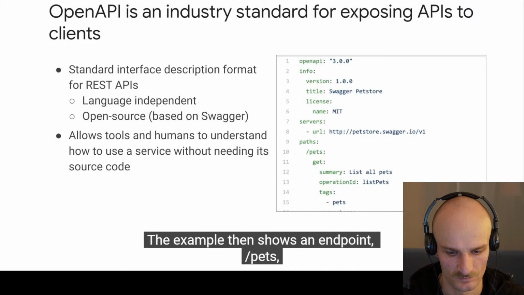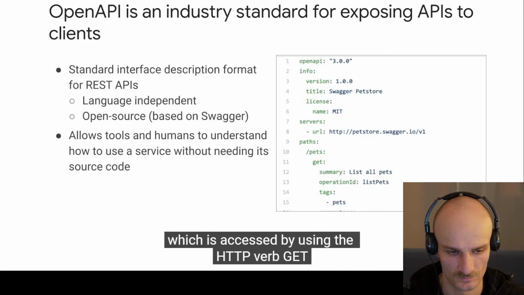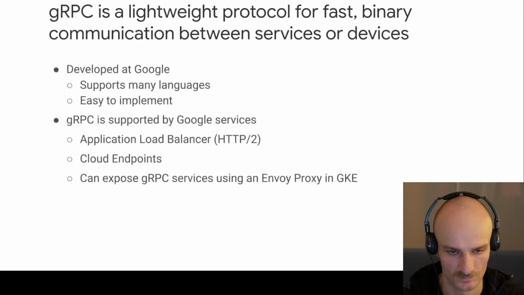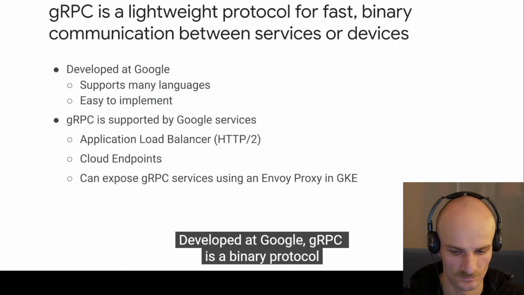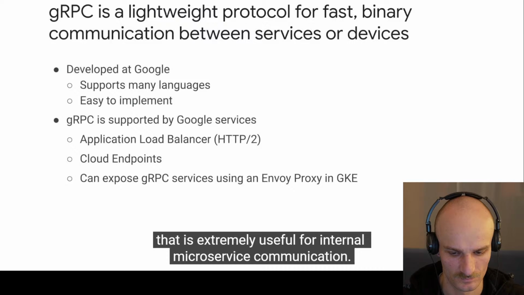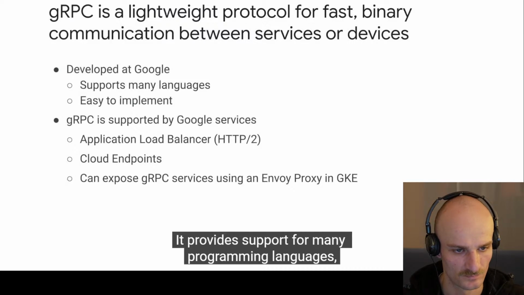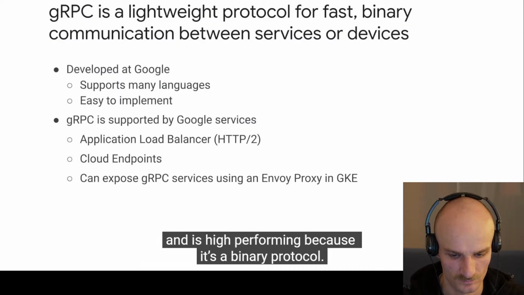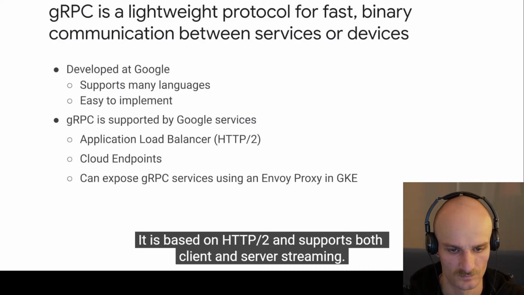The example then shows an endpoint /pets, which is accessed by using the HTTP verb get and will provide a list of all pets. Developed at Google, gRPC is a binary protocol that is extremely useful for internal microservice communication. It provides support for many programming languages, has strong support for loose coupling via contracts defined using protocol buffers, and is high performing because it's a binary protocol. It is based on HTTP 2 and supports both client and server streaming.